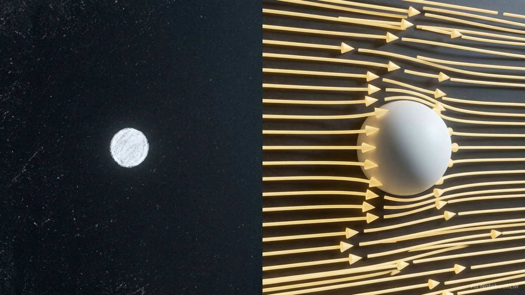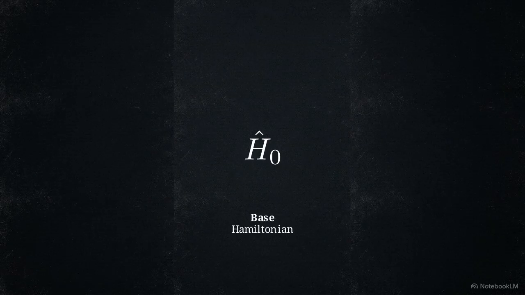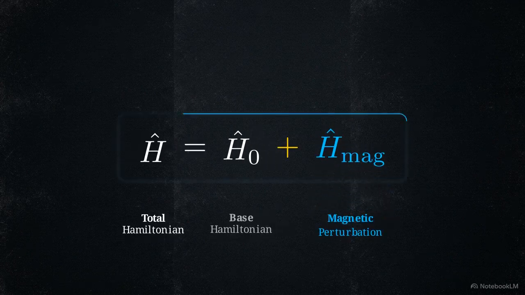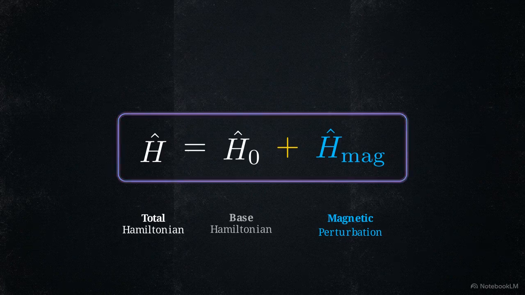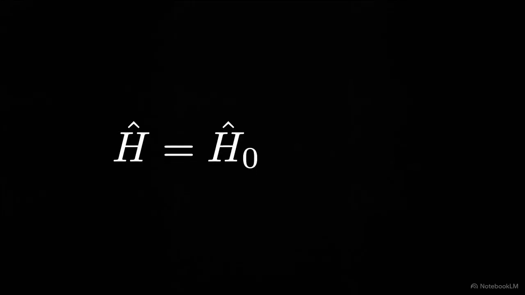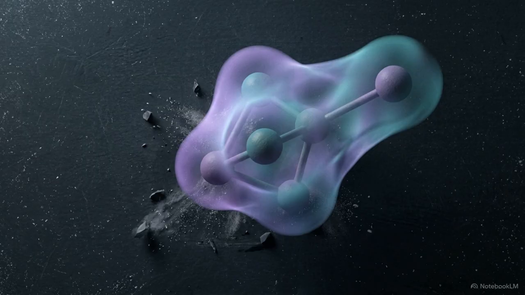In classical physics, we might treat this as a direct force pushing on the particle. In quantum mechanics, we model the field strictly as a mathematical perturbation, a small, precise change injected directly into the system's governing equations. To find the updated state of the molecule, the total energy equation becomes the sum of that original base Hamiltonian, plus this newly introduced magnetic perturbation. This addition forces the molecule's electrons to respond.